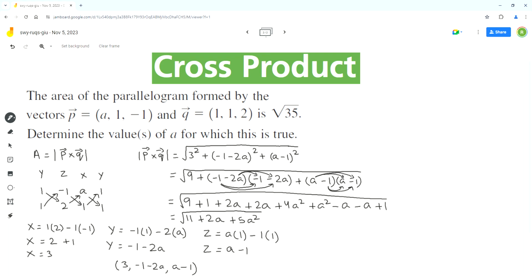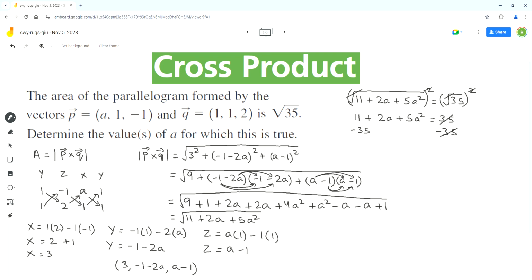Now we are given that the area is square root of 35. So the equation we get is, so we have to solve this equation. The next step is to square both sides to get rid of the square root on both sides. So the square root and the square cancel each other out. Now we can move all terms to the left side by subtracting 35 from both sides and set the equation equal to 0.